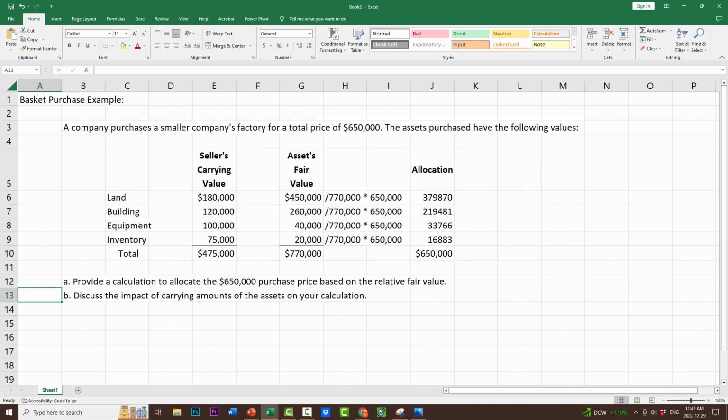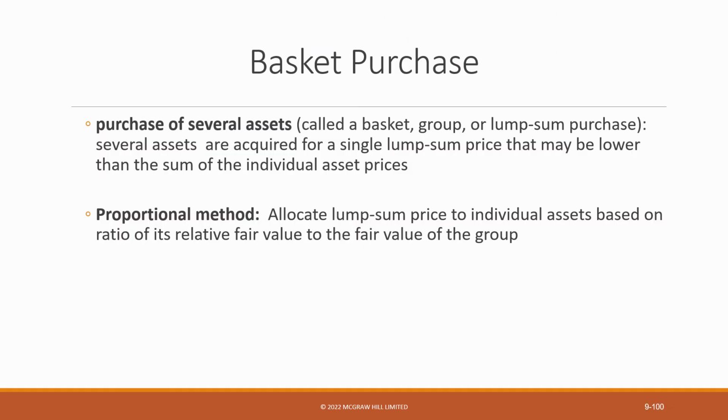Note that once we have the allocation, we still may have to use component accounting. We have to break down each of these items into specific components. For instance, the building may have the basic structure, the roof, and the windows. That is the use of the proportionate method in order to allocate the purchase price over all of the assets that have been purchased in the basket. But we still have to ask ourselves, how do we determine fair value? What is fair value for purposes of the proportional method?